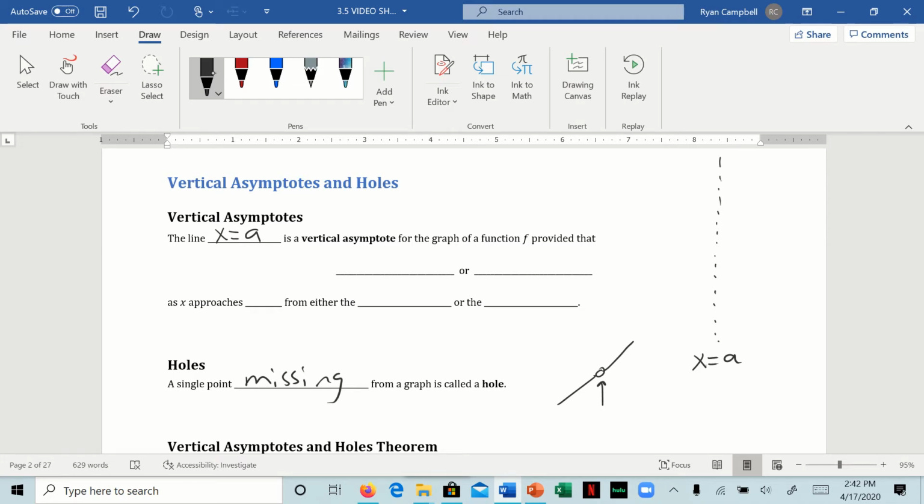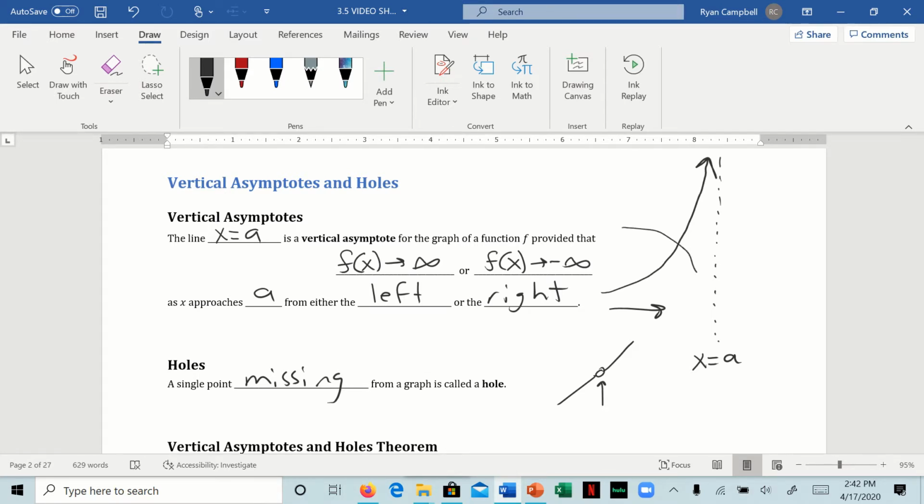So basically what happens is that f of x, the y value, is either going to go to positive infinity or negative infinity as x approaches a, either from the left or the right. So as x gets closer and closer to a, the y values are going to go either all the way up to infinity or down to negative infinity. And that can be from either direction. If it's coming from the right, it can't actually be x equals a, because we said that's not part of the domain. So either the y values have to go all the way up to infinity, or down to negative infinity.